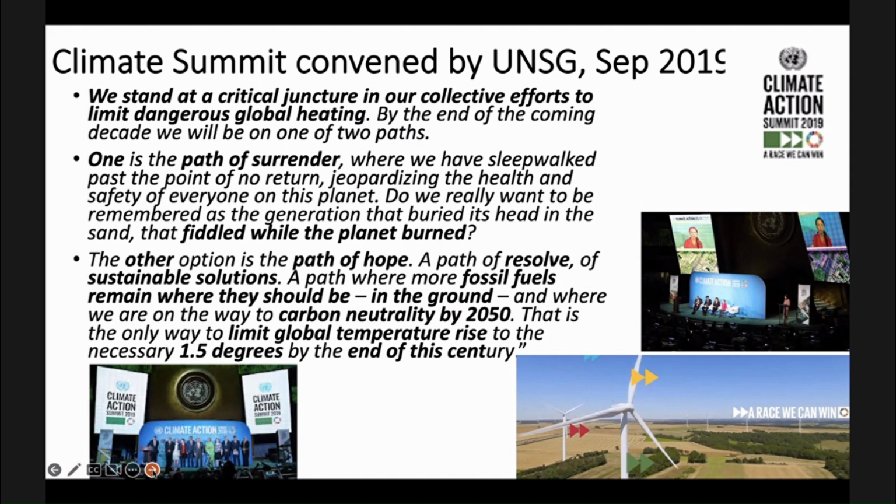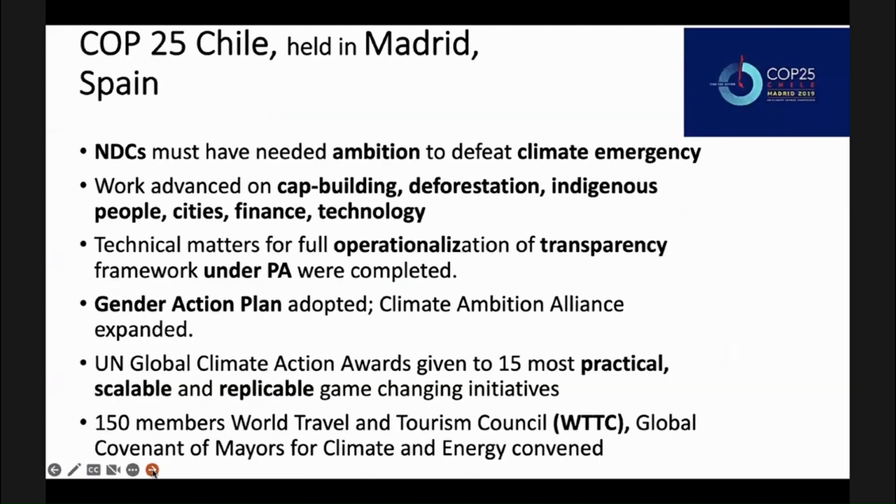The other option is the path of hope. And this is what he called for, a path of resolve, of sustainable solutions, where more fossil fuels remain where they should be in the ground, and where we are on our way to carbon neutrality by 2050. That's the only way to limit global temperature rise to the needed 1.5 degrees by the end of the century. And that's probably a dangerous path itself, but it's the kind of mobilization that is needed. Next slide.